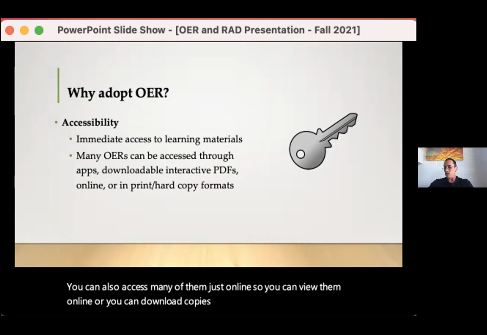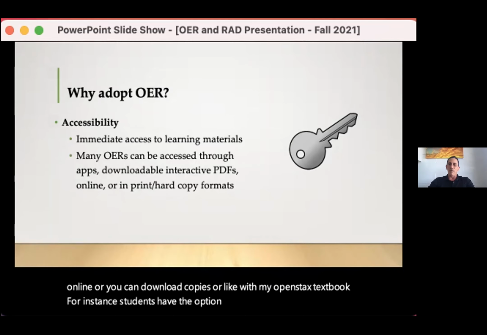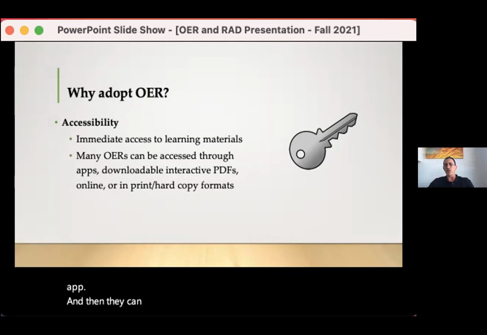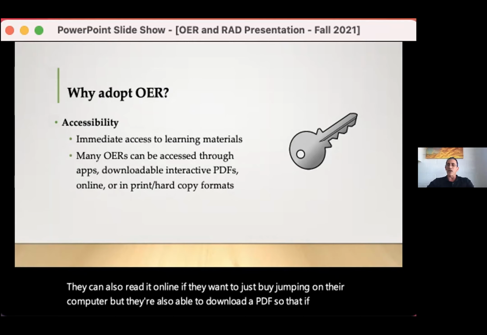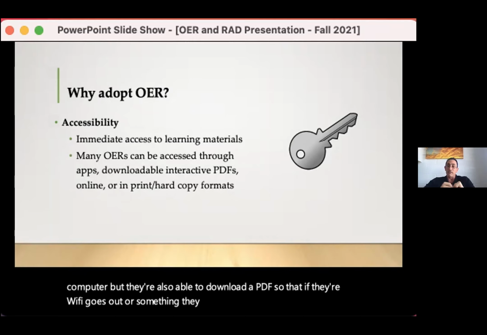Like with my OpenStax textbook, for instance, students have the option to download a free app, and then they can access it on their phones or on their tablets. They can also read it online if they want to, just by jumping on their computer. But they're also able to download a PDF so that, if their Wi-Fi goes out or something, they have a digital copy on their computer that they can access.